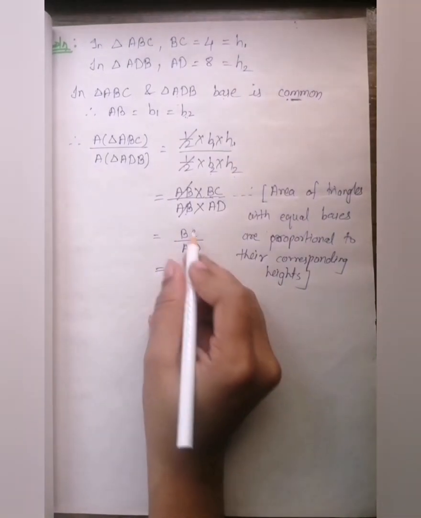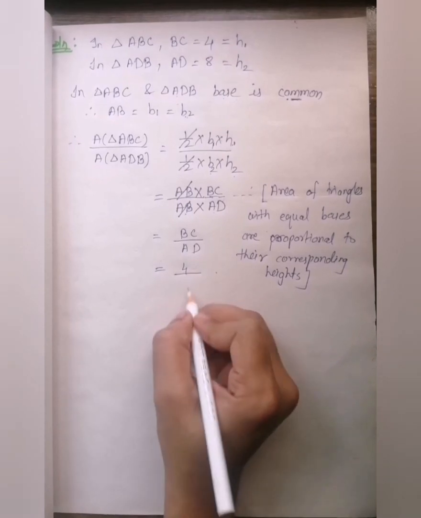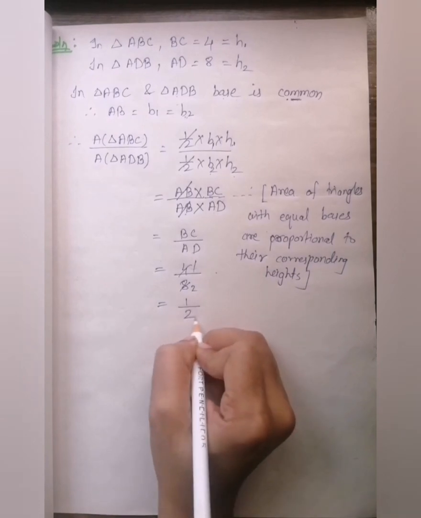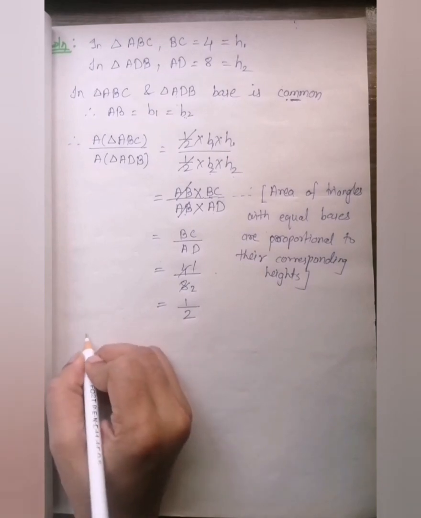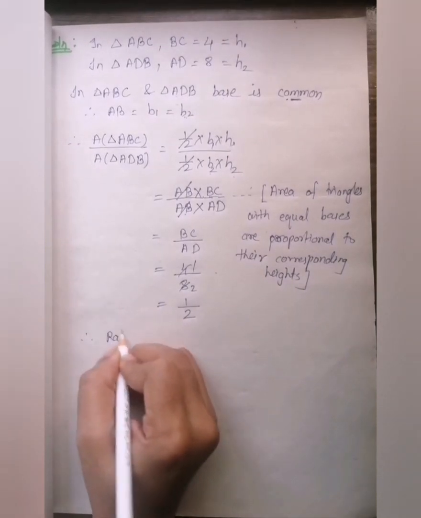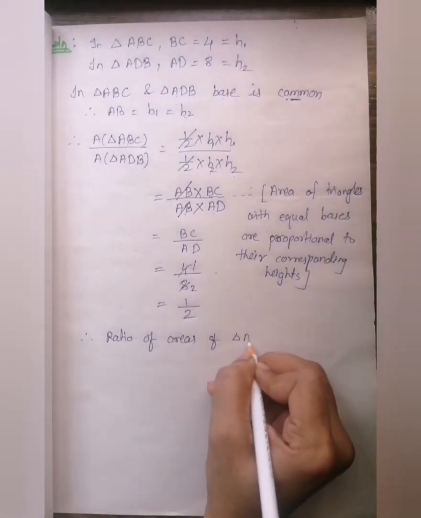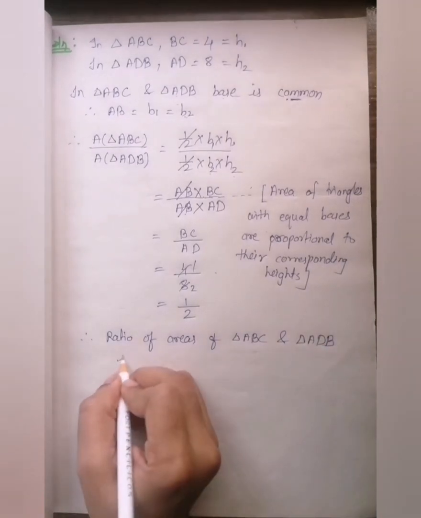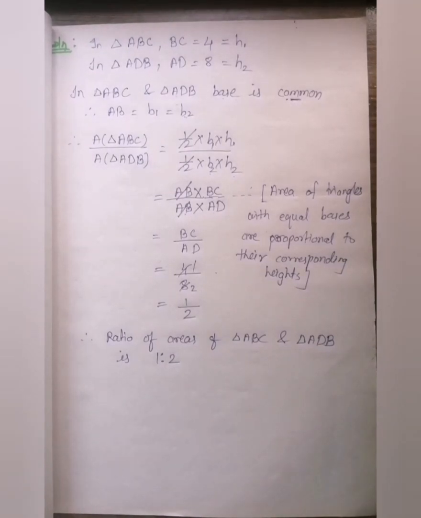Now write down the measurements of the heights. BC is 4 and AD is 8. So just cancel, and we get 1 upon 2. This is the ratio of triangle ABC and triangle ADB. Therefore, the ratio of areas of triangle ABC and triangle ADB is 1:2. Clear? In this way we solve question number 2 also.